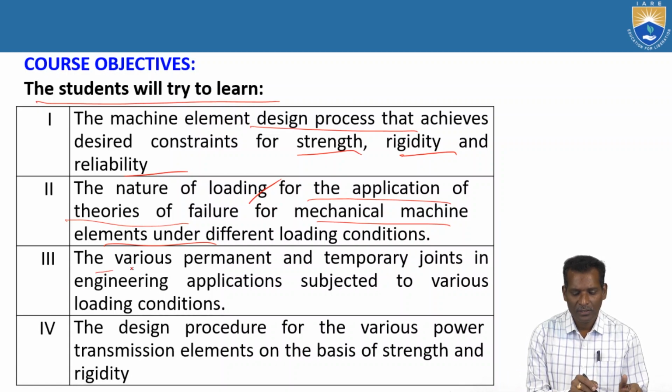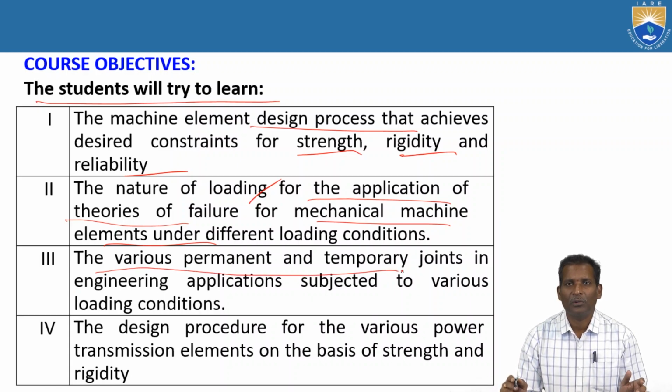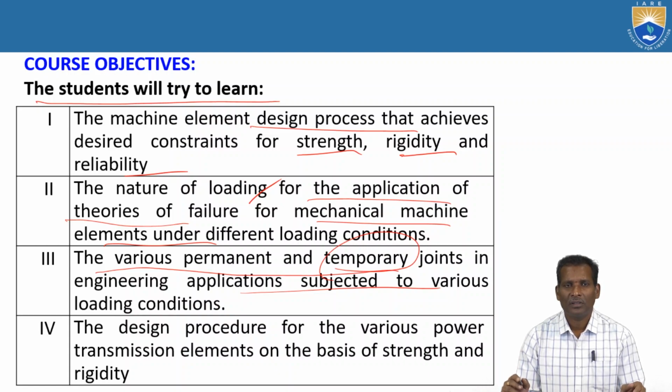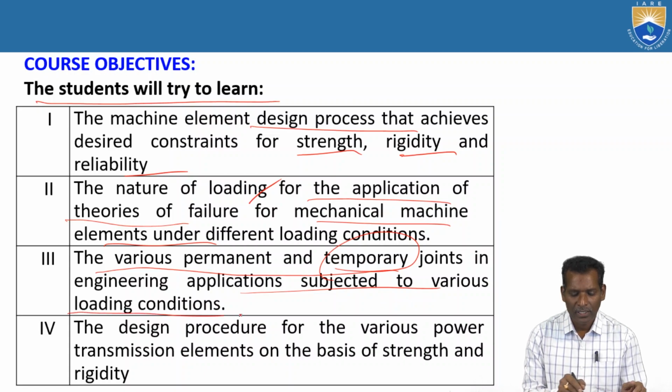The third objective is students will try to learn various permanent and temporary type joints. In engineering applications, various joints are there. The joints are classified into permanent and temporary. Permanent type joints are welded joints and riveted joints. Temporary joints are bolted joints and couplings. These are subjected to various loading conditions.